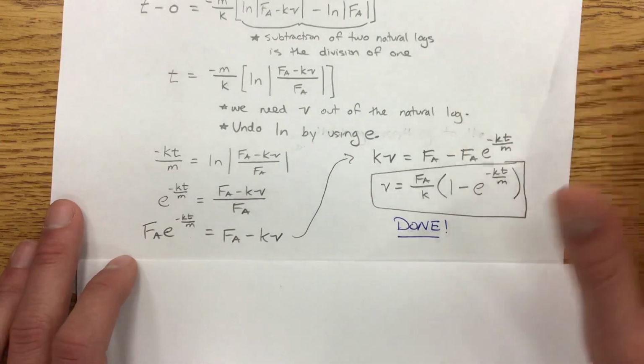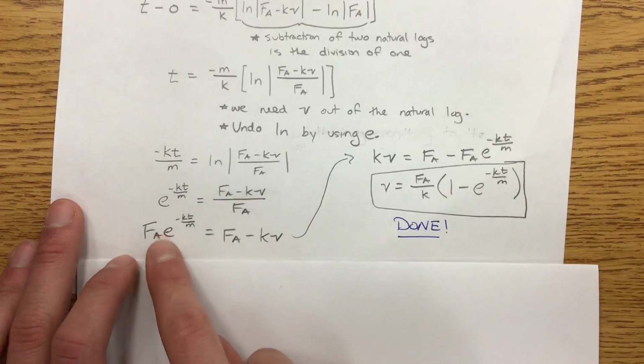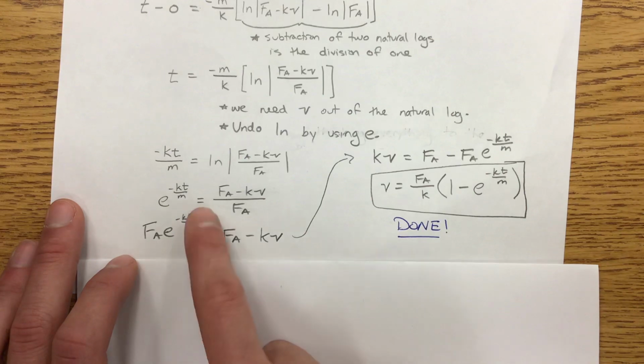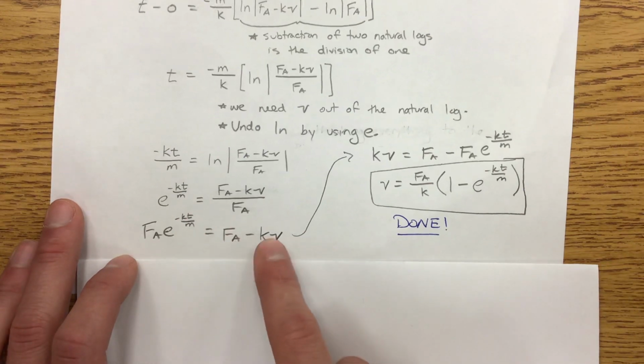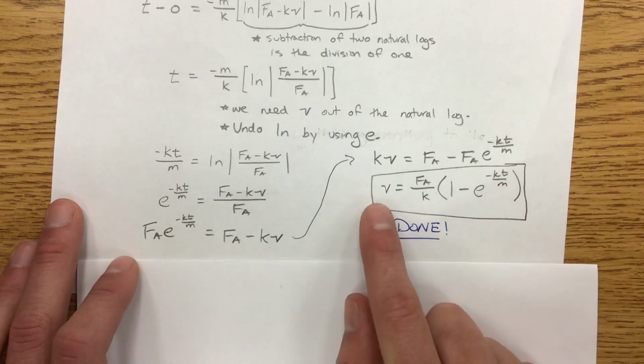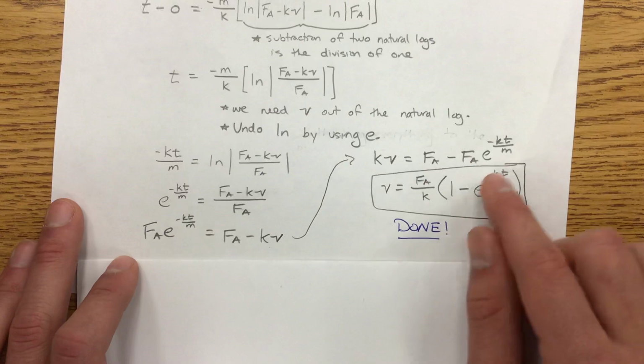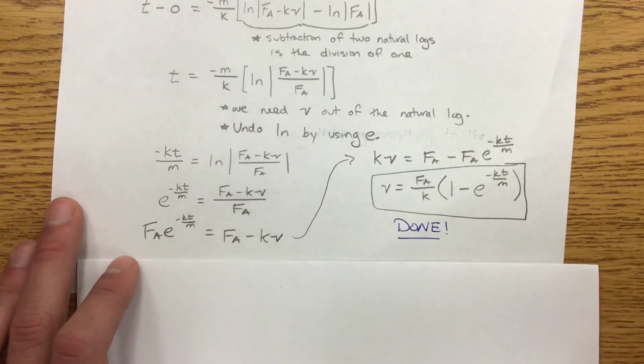Then if I'm just solving for v, it's just algebra at this point. So I multiply by F sub A, so I get F sub A times e to the negative kt over m is equal to this. And then a few more steps, and I can get that v is equal to F sub A over k times 1 minus e to the negative kt over m.